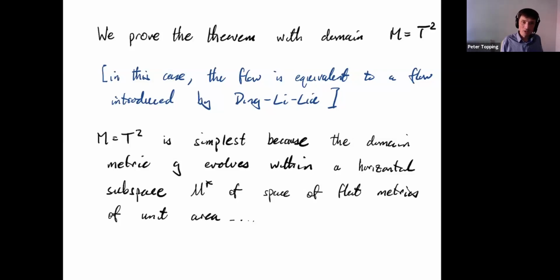Okay, so why is the torus particularly nice, particularly simple? Well, it's because the metric G, the domain metric G, will move within a finite dimensional space. So it really is just evolving under an ODE. So let me talk about the general situation for a second.